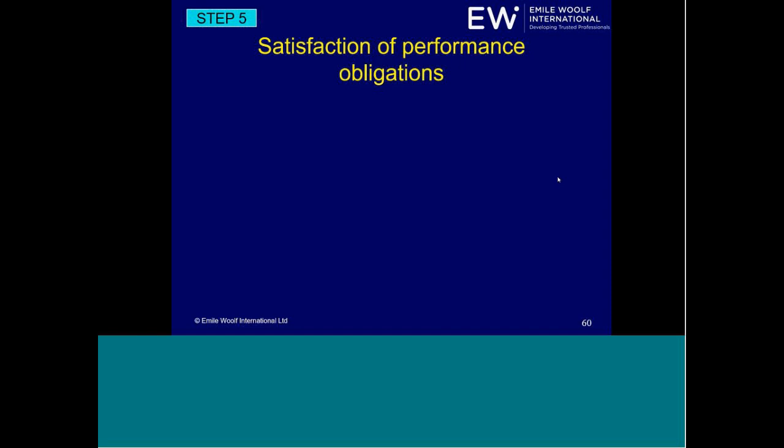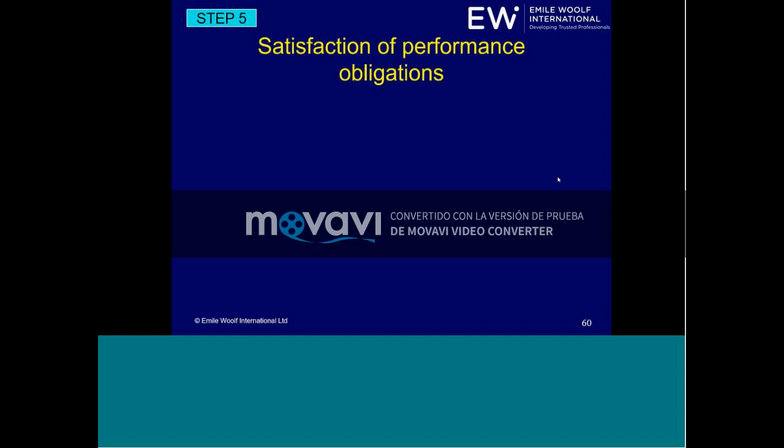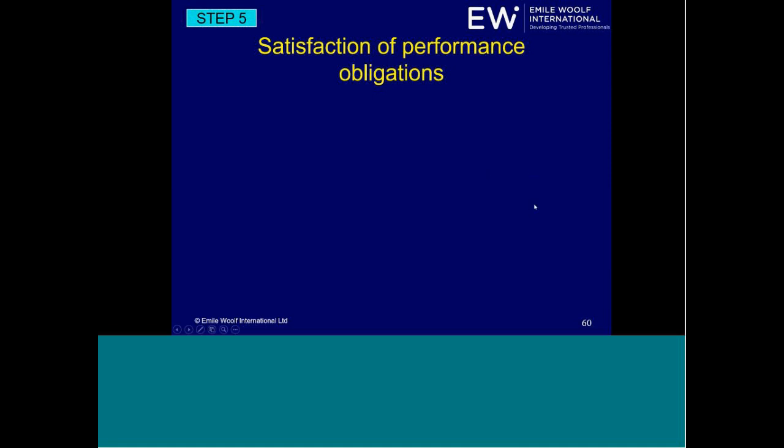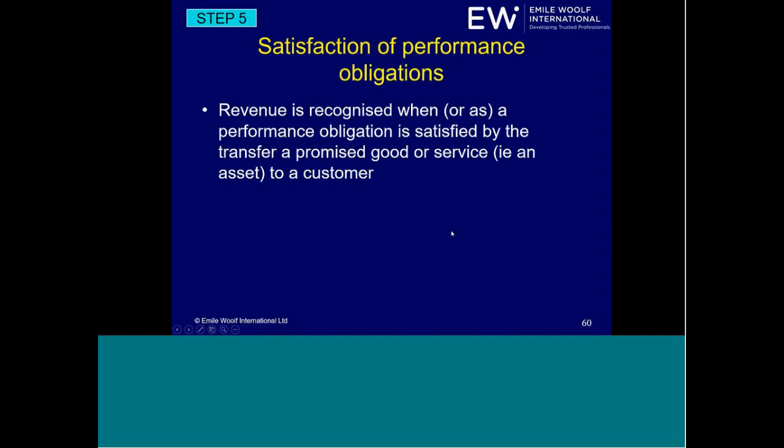So step 5 involves the monitoring of the entity's performance and therefore the satisfaction of performance obligations. Revenue is recognized when, as an instant, or as some sort of process, a performance obligation is satisfied by making a transfer.